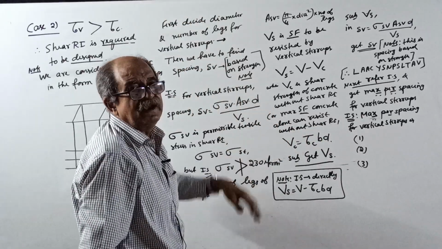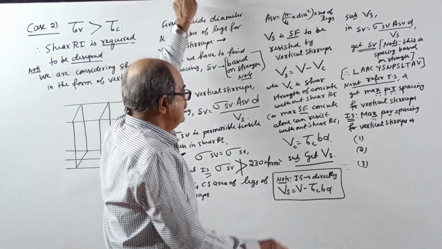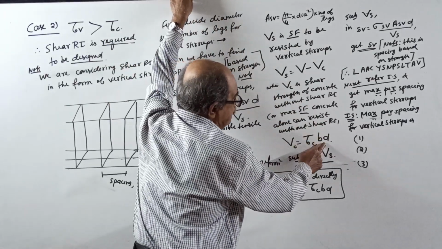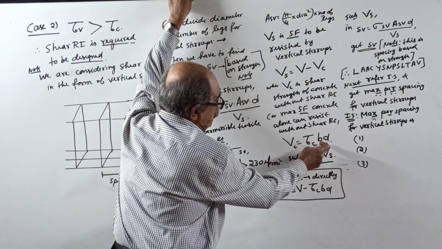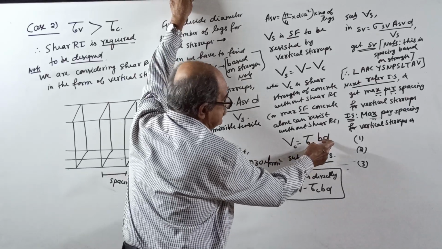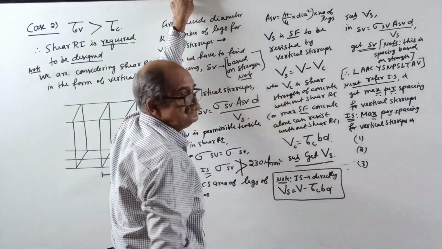without shear reinforcement. How much? VC equal to stress into area. Stress is tau c, area is BD, tau c BD. Therefore, substitute tau c, which is already known to you. Substitute, get VC, V minus VC, get VS.